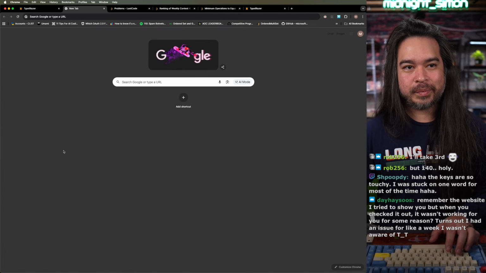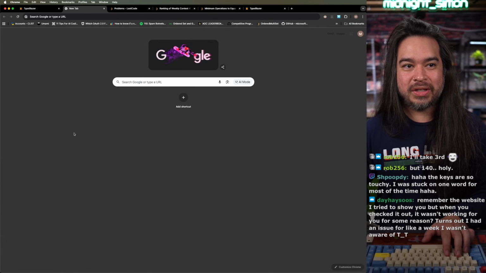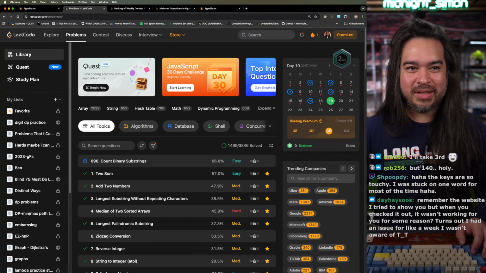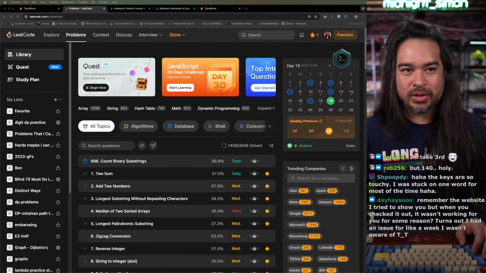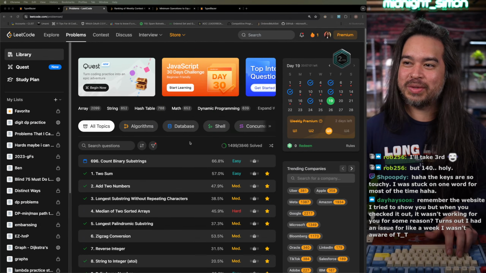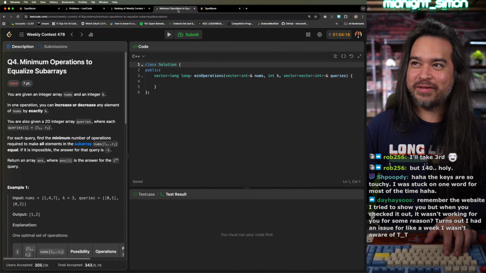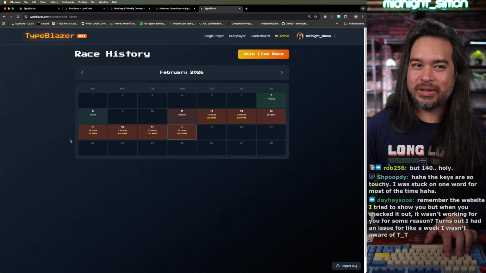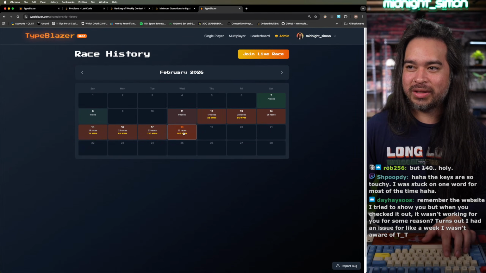Anyways, keys are so touchy. I was stuck on one word for most of the time. Dang, you spilled some drinks in it or something? Remember the website I tried to show you, but when you checked it out, it wasn't working for some reason. Turns out I had an issue for like a week I wasn't aware of. Dang, I remember that day, Jesus. Well, looks like you fixed it, so that's nice. What was the issue? Or you don't have to say, actually.